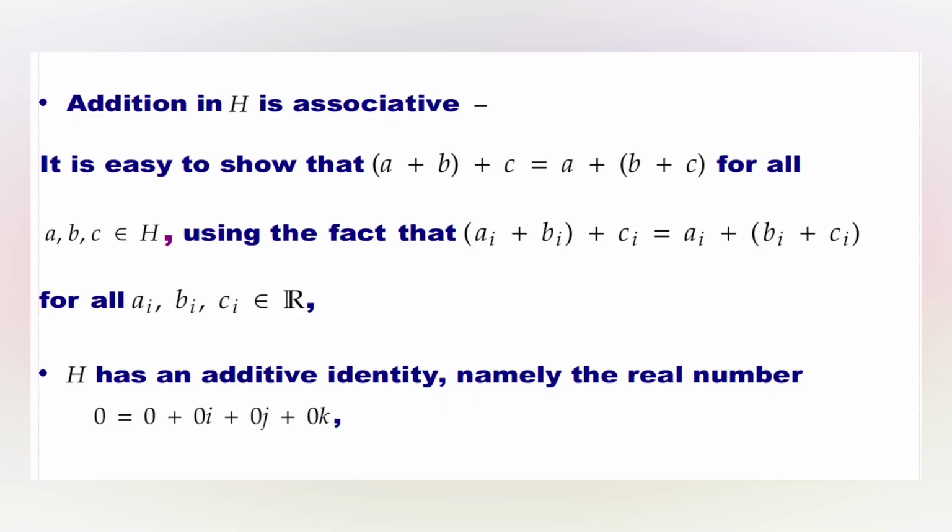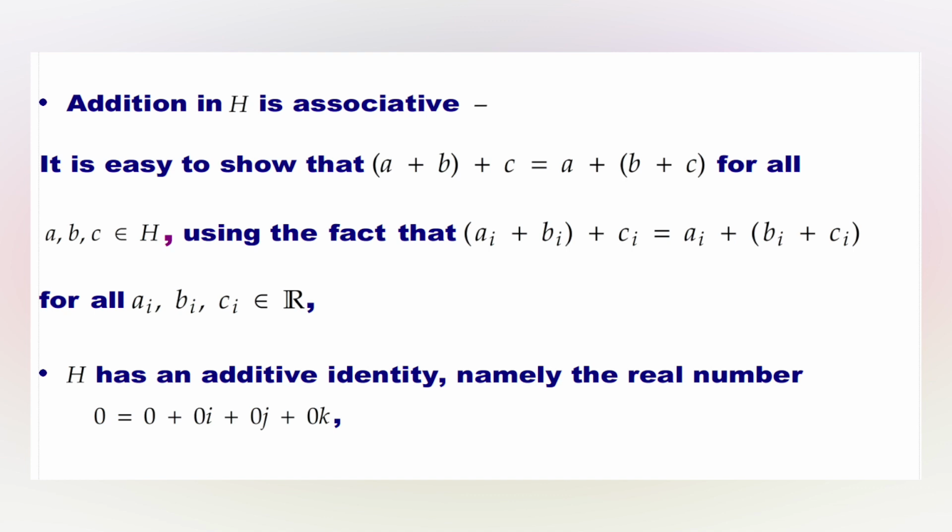Now we are adding this, that's all. It's not hard to see that this addition is well defined on H. That is, given a pair of quaternions a, b, there is a uniquely determined quaternion a + b, since addition is well defined on real numbers R. And note that addition in H is associative.